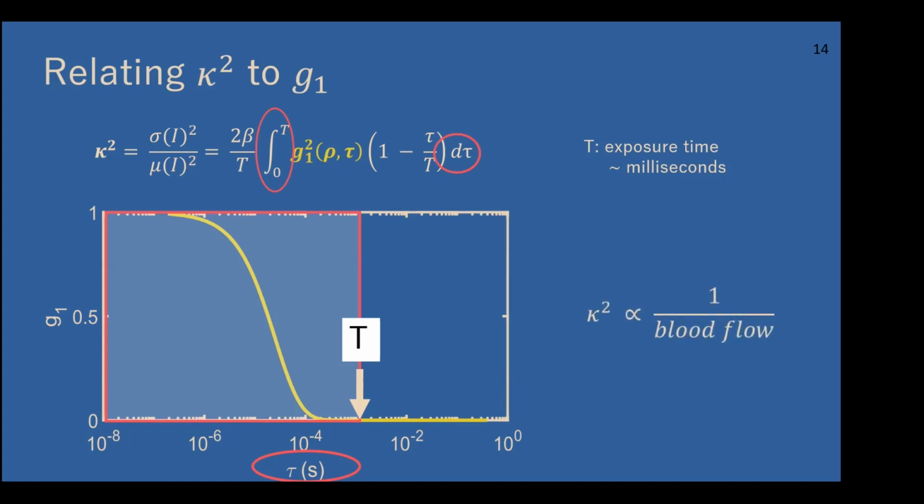And we can also show that kappa squared is inversely proportional to the blood flow. So while the detection scheme of speckle contrast techniques might look different from diffuse correlation spectroscopy, the information is all there.